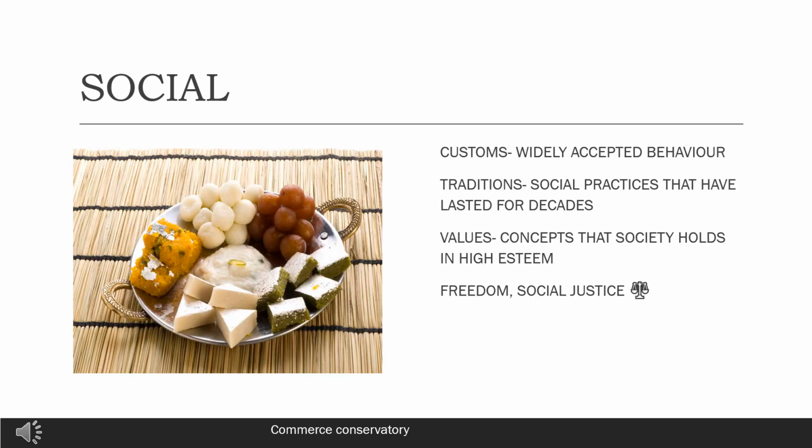So, what are its components? One is customs, which are widely accepted behaviors. We go and touch the feet of our elders, it is a custom. Next component is traditions, which are social practices that have lasted for decades. We celebrate festivals like Diwali, Christmas, Pongal, so this is a tradition. Next is values, which are concepts that society holds in very high esteem. So, freedom, social justice, all will fall into this category.